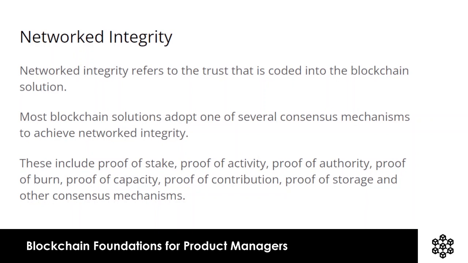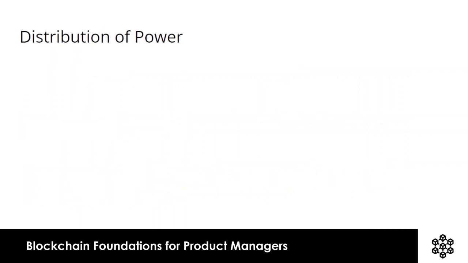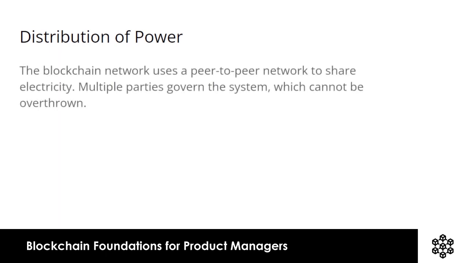We have discussed network integrity. Now we're going to discuss distribution of power, which is the second design principle of blockchain. Blockchain networks use a peer-to-peer network to share power. Multiple parties govern the system, which cannot be overthrown. The distribution protects the network from outside influences like the government while preventing a thief from engaging in extortion. It also defends a dissident in a totalitarian nation.